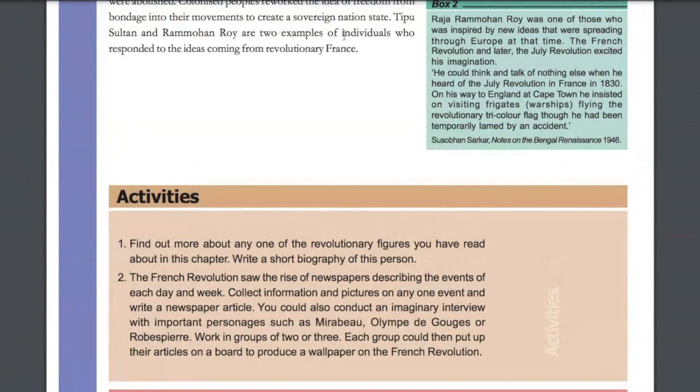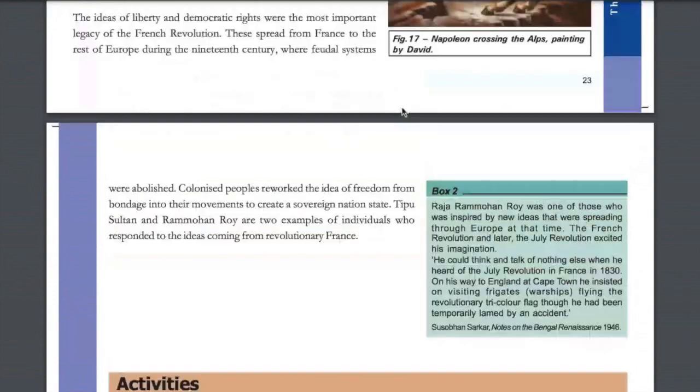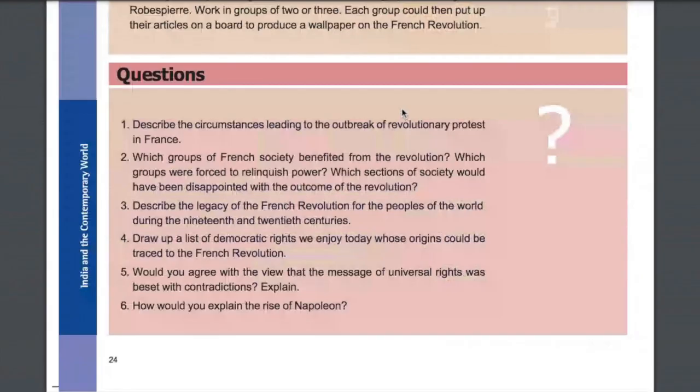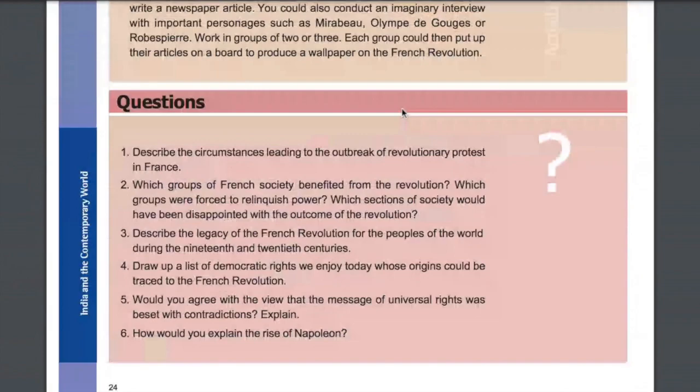So if you can see, Tipu Sultan and Rajaram Mohan Roy were also quite influenced by the ideas of revolutionary France, and that's how India also got its constitution. And these were all the series of events that led to the French Revolution. Yeah, so we are done with this chapter, Shaurya. Have you understood the chapter?